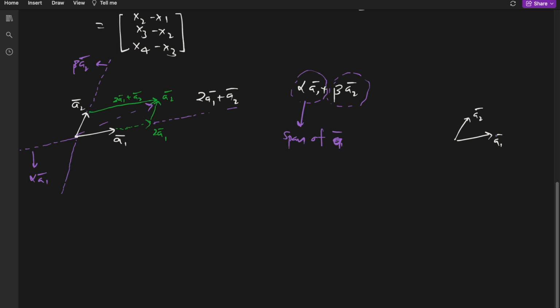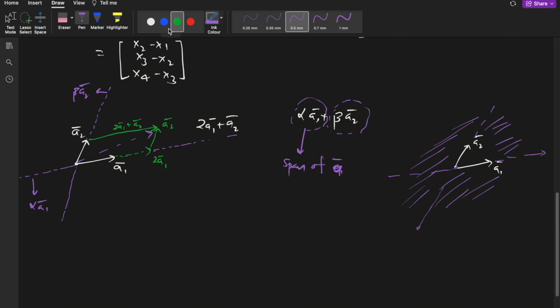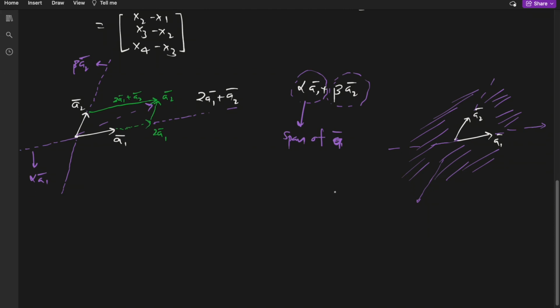This entire plane. This is the first axis. This is the second axis, and this entire plane is nothing but all the linear combinations of the first two columns of matrix A.